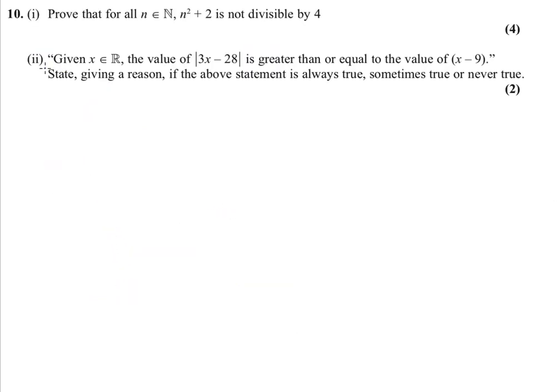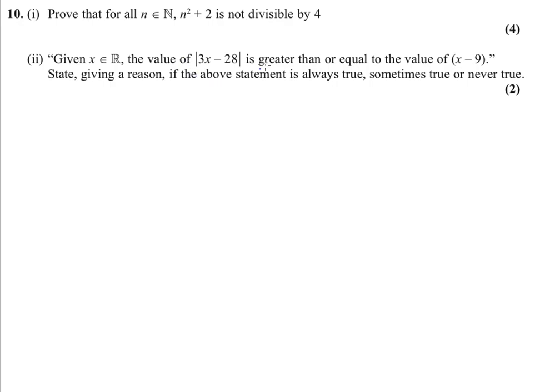Okay, part 2 says that x is any real number, so it can be a decimal, it can be a fraction, it can be an irrational number. The value of the modulus of 3x minus 28 is greater than or equal to the value of x minus 9. State with a reason if the above statement is always true, sometimes true, or never true.